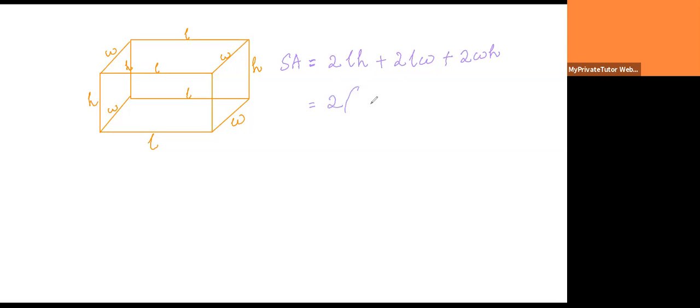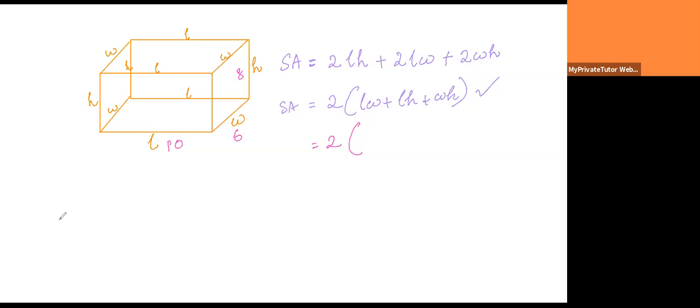If you want, you can take 2 as a common factor. So that's the formula: length times height plus width times height. If you want to write length, width first, it's fine. So this is the formula. I hope you learn it. If you use the same formula for the previous question, 10, this one is 6, and this one is 8, we'll end up getting the same answer. If you want, you can try it.